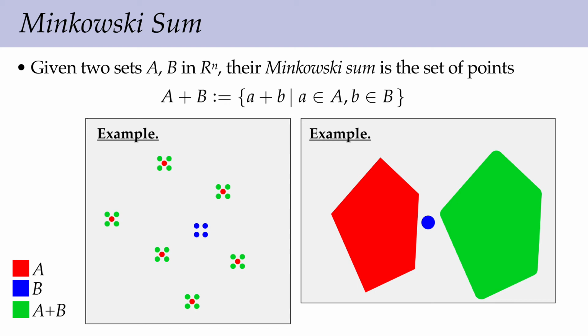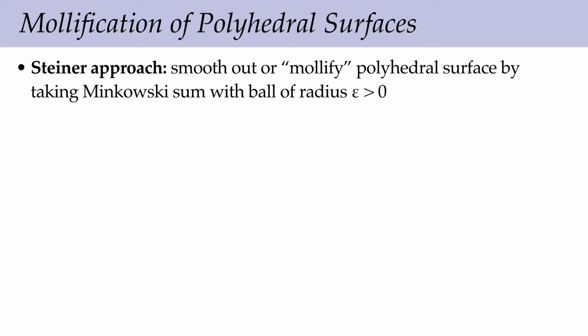Okay? One thing to think about here, especially given the way I've drawn these pictures, is does the translation of A and B matter? If I move A to the right a little bit, is it going to affect the Minkowski sum? Or if I move B up a little bit? Sure. If I translate A or B, the Minkowski sum is also going to translate, but it's not really going to have an effect on the shape that I get out as a result. Okay? So this is going to be our basic technique for smoothing out or mollifying a polyhedral surface. We're going to take a Minkowski sum with a small ball.